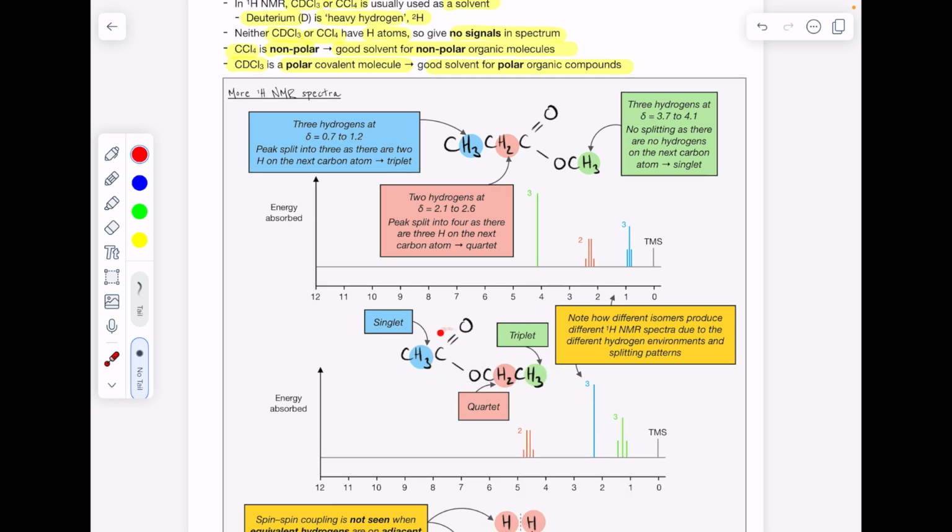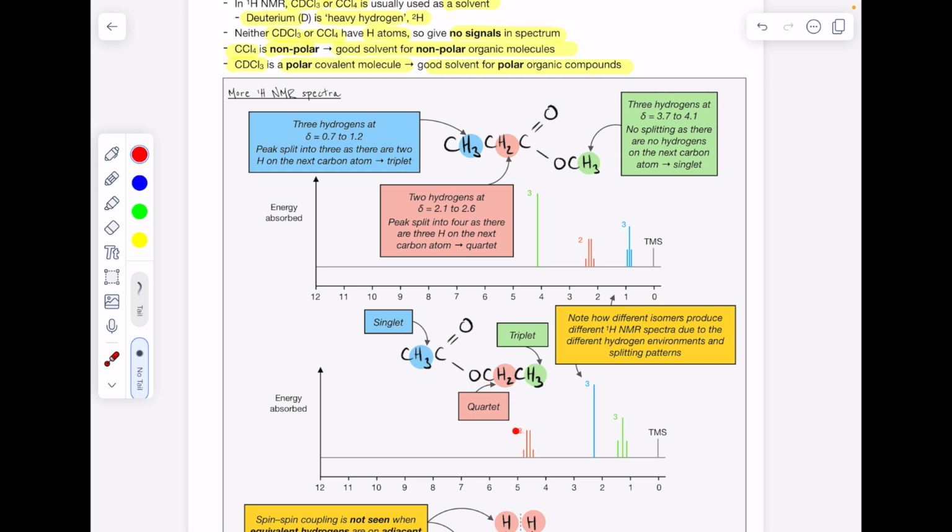Now, this is an isomer, and the biggest thing I want to point out here is notice how the different isomers produce different proton NMR spectra, and that's due to the different hydrogen environments and splitting patterns. So despite the fact that obviously they have the same molecular formula, they're both esters, you still see different splitting patterns. So you can see how the proton NMR is very helpful in determining the order of these atoms.